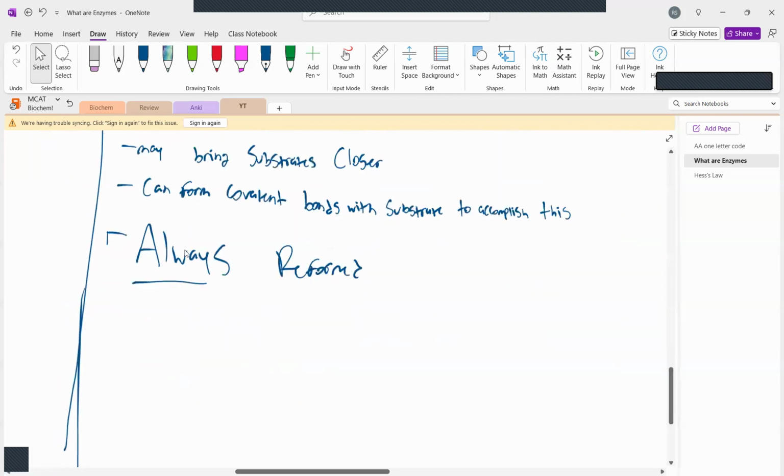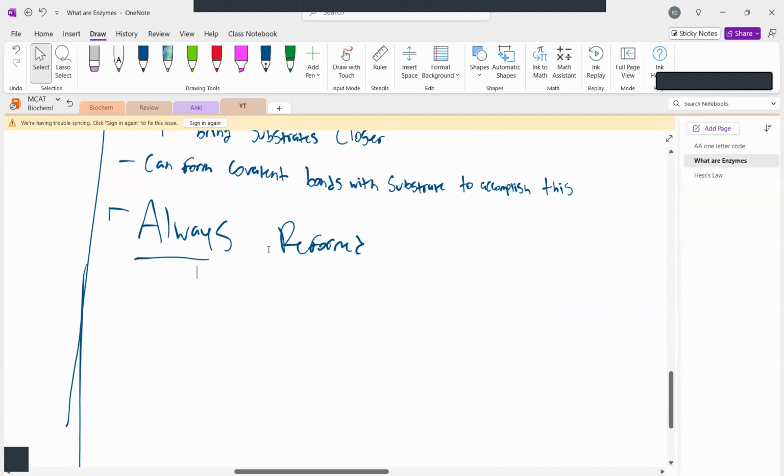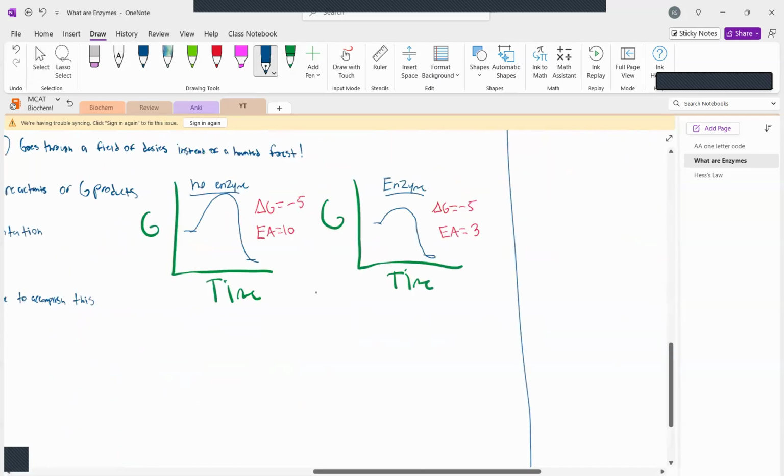And remember, if you see an enzyme, it's not going to be an enzyme unless it's always reformed. That's super, super, super important. This and the delta G thing are super important. They're always going to be reformed.